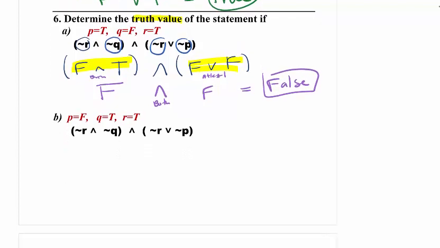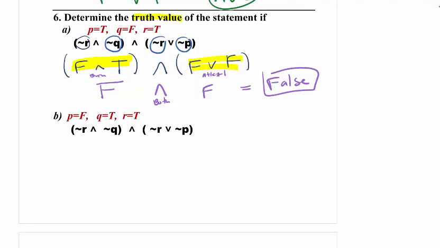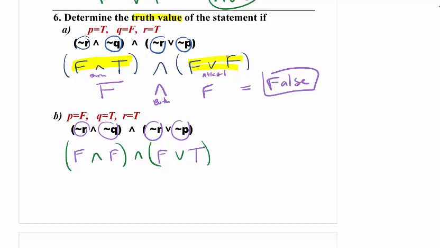Going to B, again I'm going to do any of the negations first. I'm going to go through and again use those properties, keeping the rest of my symbols. So negation of R is false. Negation of Q is false. Negation of R is false. Negation of P is true.